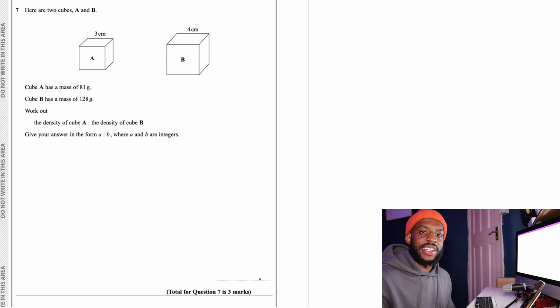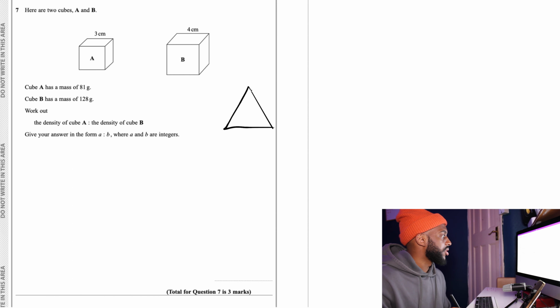In this question, we're going to be looking at density, mass, and volume. So we've got two cubes here. We're given the mass, but we need to work out the density of cube A and the density of cube B in terms of their ratio. Okay, so to work out the density of cube A, we're going to use the formula. Let's write out our triangle first. So we've got density there, mass at the top, and volume there. So I'm assuming you know how to use the triangle.